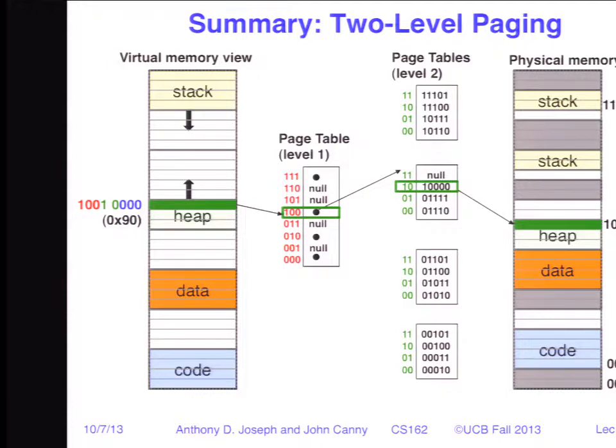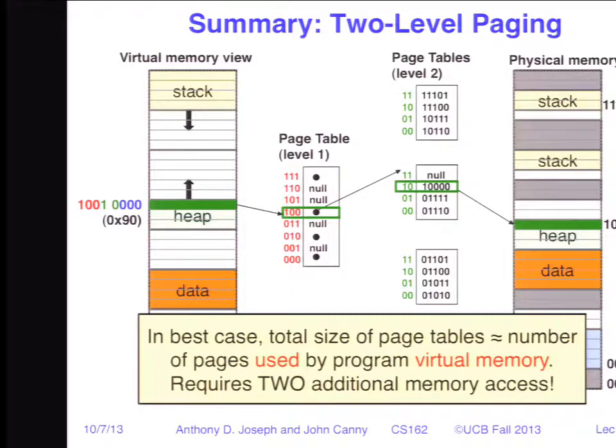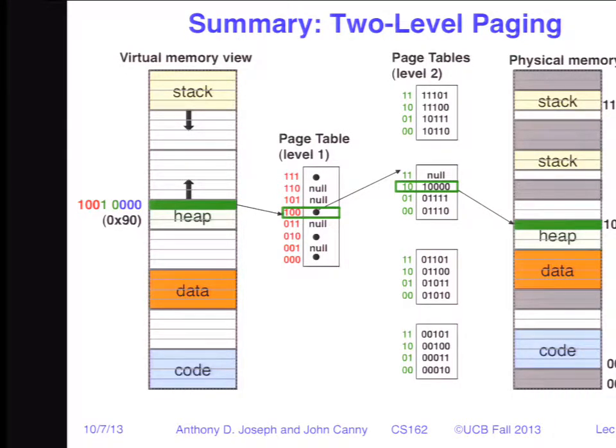All right, so the best case is our total size in terms of the number of page tables is going to be the number of pages used by the program in virtual memory. So again, great for sparse address spaces. The downside is we have to do 2 additional memory accesses for each reference. In order to read this location, we had to read this entry in this page table, and we had to read this entry in this page table. So that's kind of expensive.